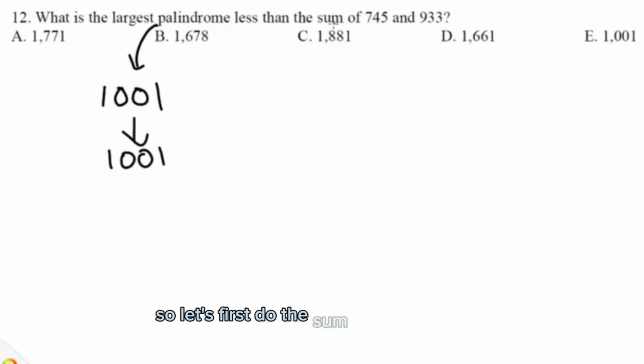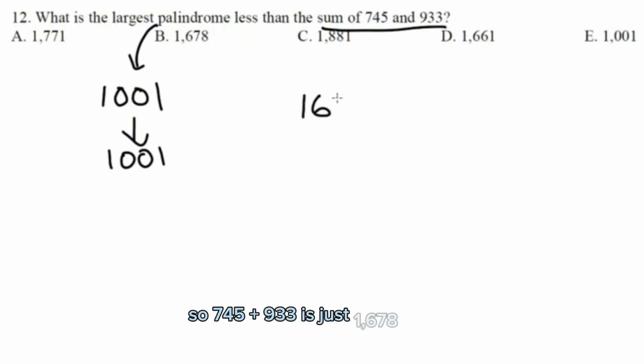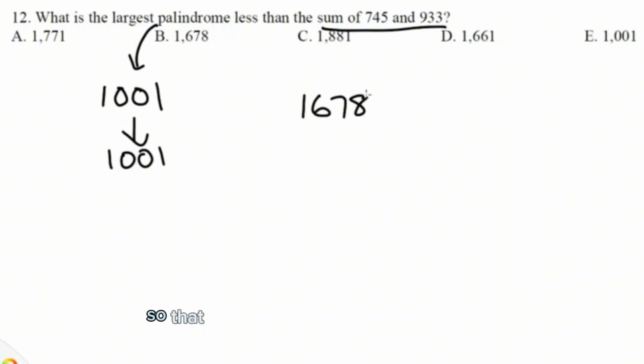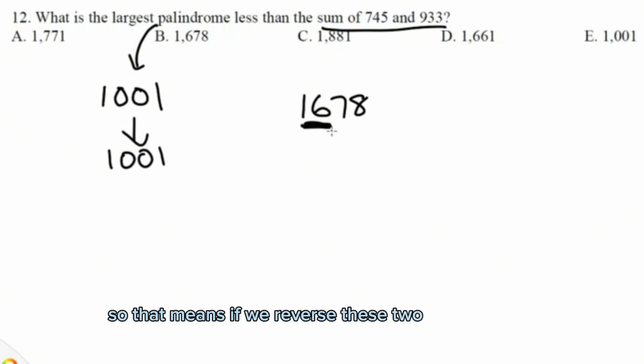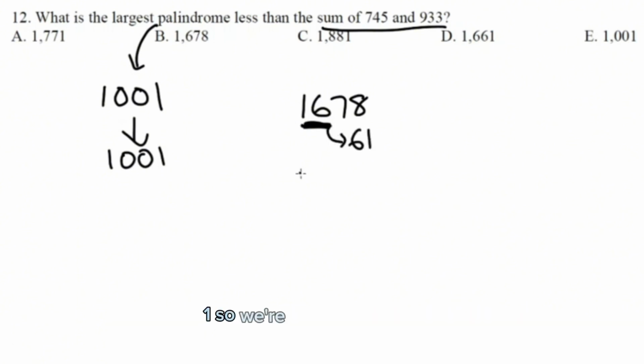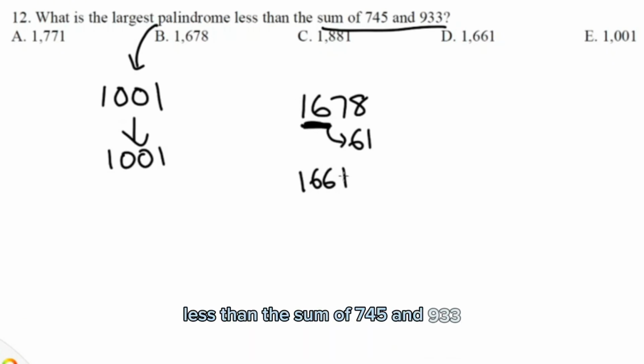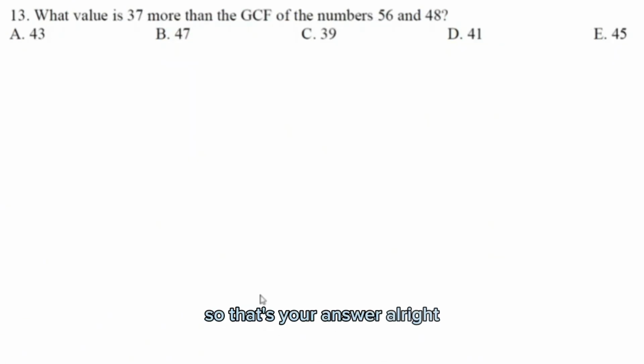So let's first do the sum of 745 and 933. So 745 plus 933 is just 1678. Alright, so that is the number that we're looking at. So now we need to find the largest palindrome less than that. Alright, so we can see here that we have 16 as the first two digits. So that means if we reverse these two digits, we get 61. So we're going to have 1661. And that is going to be the largest palindrome less than the sum of 745 and 933. So that's your answer. Alright, number 13.